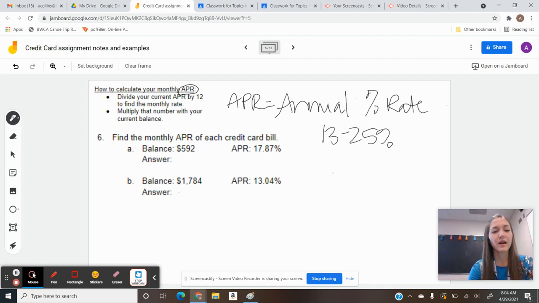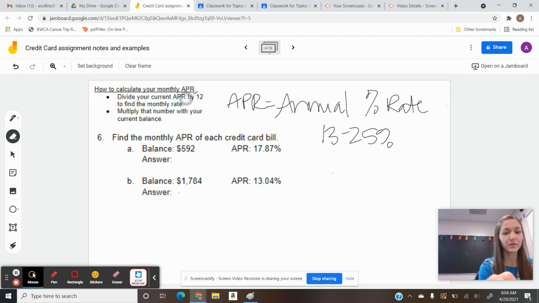So that means that however much you spend on your credit card that year, they're going to charge you an extra 13 to 25% each year on top of your purchases. So that 13 to 25% is like the using fee. Like if you use it, you're going to pay an extra 13 to 25% extra.